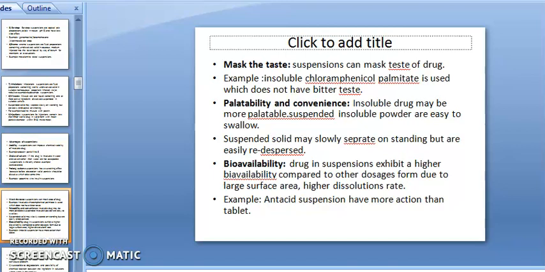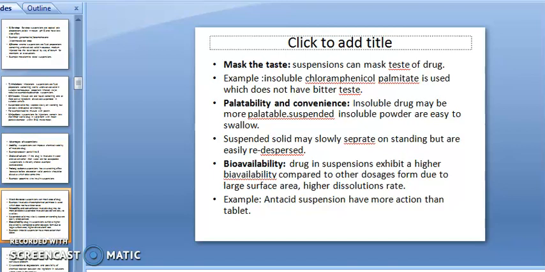Palatability and convenience. Insoluble drug may be more palatable. Suspended insoluble powder are easy to swallow. Whereas when we are formulating as a suspension, insoluble particles are more palatable and have a property easy to swallow, आणि ते swallow पण easy होतात. Suspended solid may slowly separate on standing but be easy to redisperse. Redisperse पण लवकर होतात.